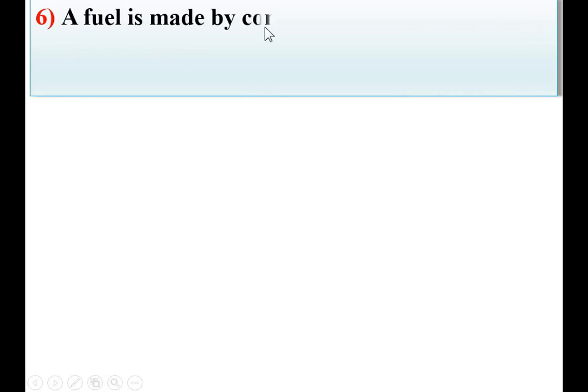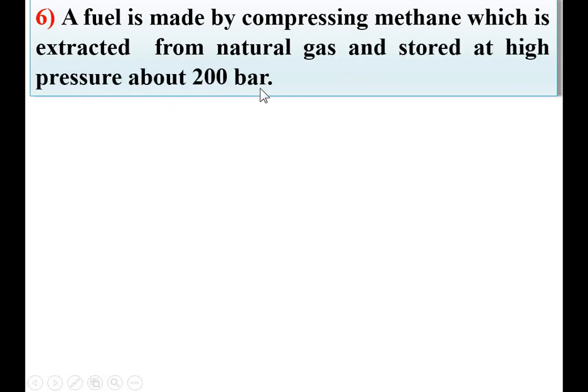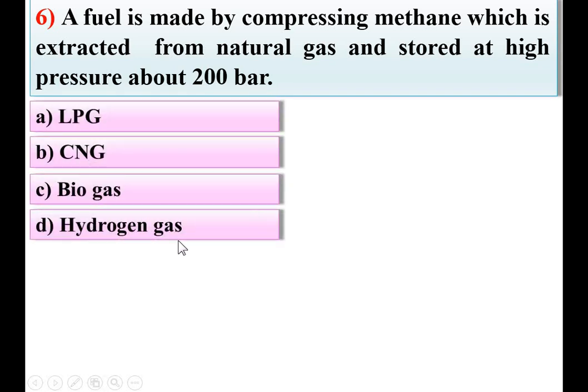Next, a fuel is made by compressing methane, which is extracted from natural gas and stored at high pressure of about 200 bar. Options: LPG, CNG, biogas, hydrogen gas. So here, compressing methane, and you know that CNG means compressed natural gas. So B is the right answer.